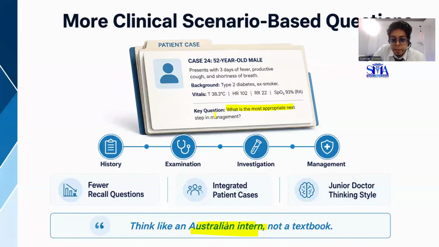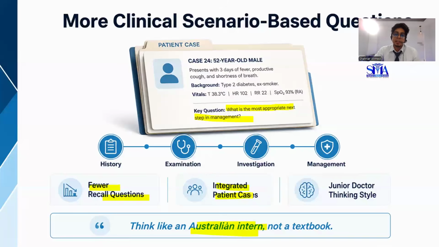Let's say, what is the most appropriate next step in the management, not a statement type like which of the following is true or which is always false. Those have been asked very rarely, but a few were there. It means they will be asking even more clinical vignette type questions. So there will be fewer recall questions. You can't just follow past papers, it is not going to work. You have to be patient, and integrated cases will guide you more in the coming days.